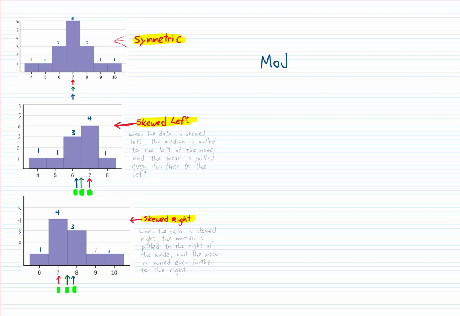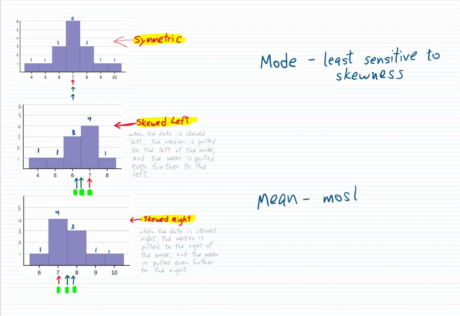You have the mode is least sensitive to skewness. And the mean is most sensitive to skewness. And then right in the middle you have the median, which is sensitive to skewness, but more than the mode and less than the mean.